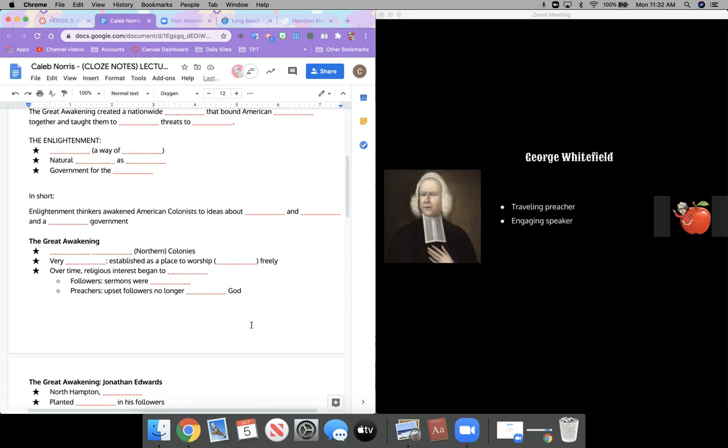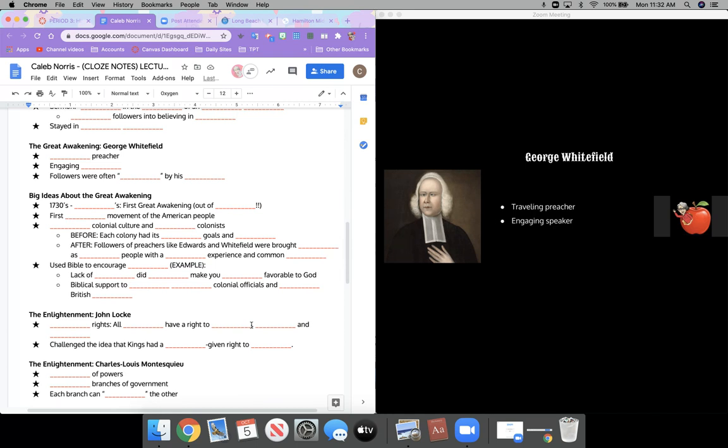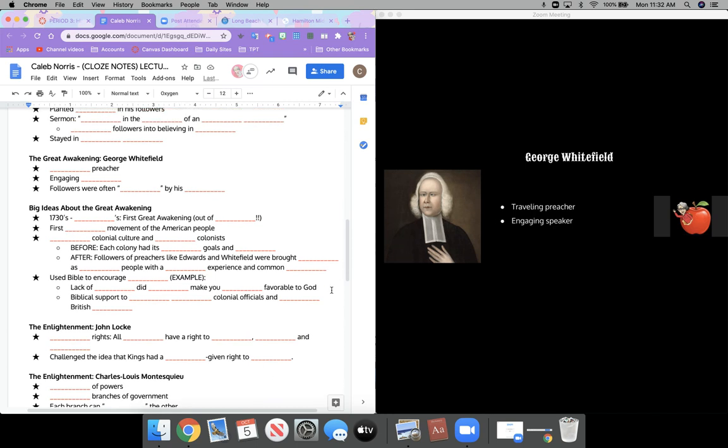So they would come and travel to wherever he was. They would follow him all up and down the coast to listen to his sermons. And oftentimes his followers were overtaken by what he was saying.